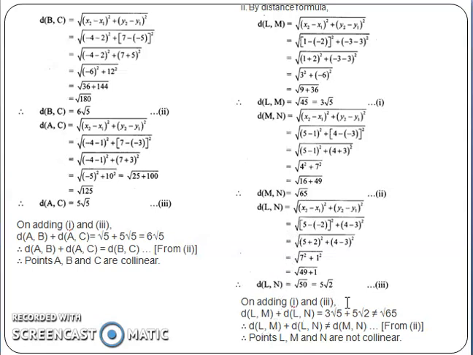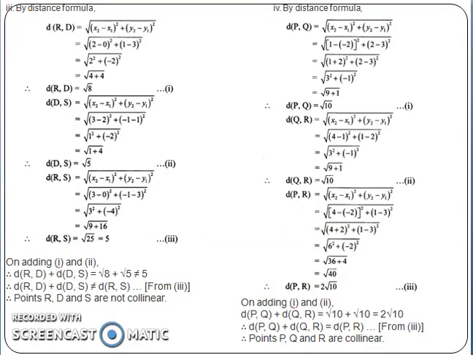So here adding 1 and 3, these equations we are adding, then we are getting 3 root 5 plus 5 root 2, which is not equal to root over of 65. Root 65 is not equal to this. So we will write distance of LM plus distance of LN is not equal to distance of MN. So points L, M and N are not collinear. They are non-collinear. Now come to the next question.